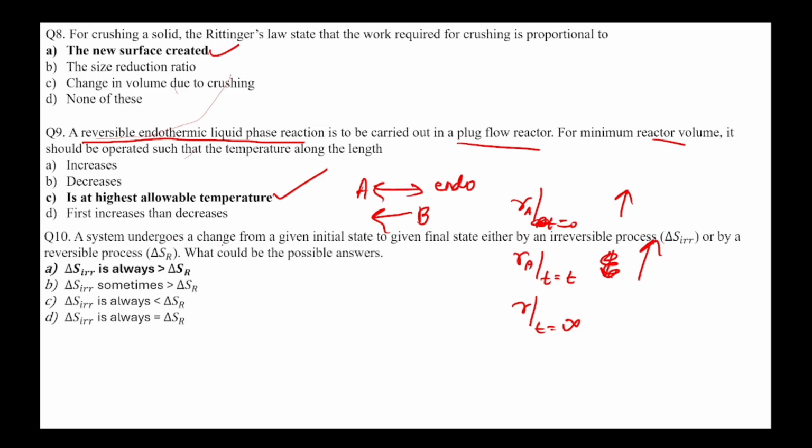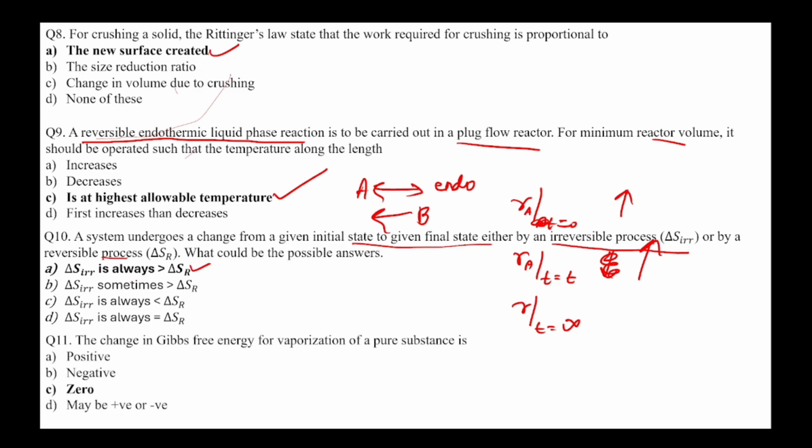A system undergoes change from a given initial state to a given final state either by an irreversible process or by a reversible process. What could be the possible answers? Entropy change in irreversible is always greater than for reversible. We know that, it is a straightforward concept. The change in Gibbs free energy for vaporization of a pure substance is zero.